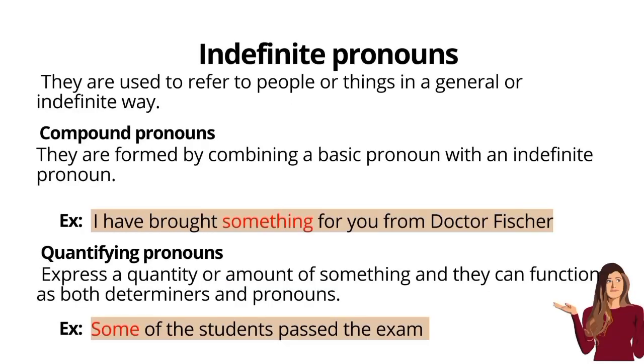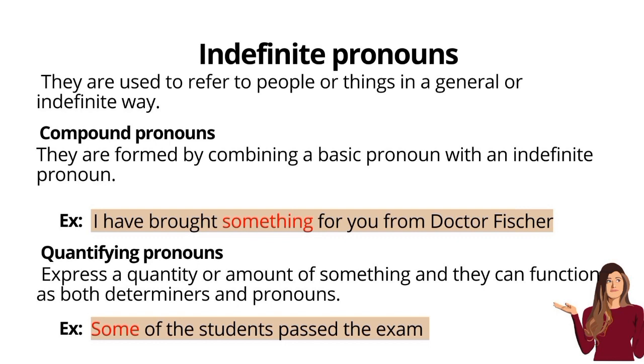Then there are indefinite pronouns, which are those that refer to people or things in general, or in an indefinite way. For example, somebody, everything, anyone. Those are some kind of compound pronouns. These are formed by combining a basic pronoun with an indefinite pronoun. Let's take a look at the example.